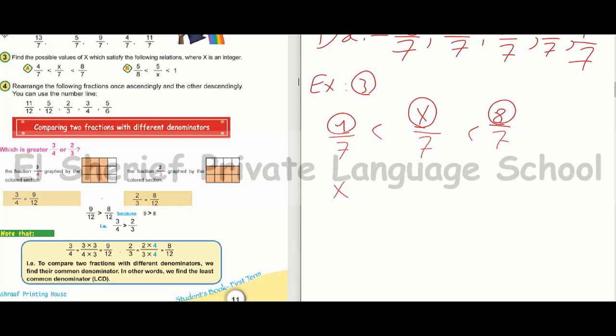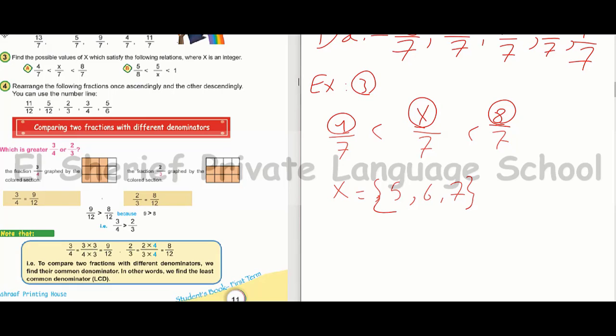The possible values of x equal 5 or 6 or 7. All these values we can put: 5 over 7 is more than 4 over 7 and less than 8 over 7, and 6 over 7 is more than 4 over 7 and less than 8 over 7, and 7 over 7 the same.